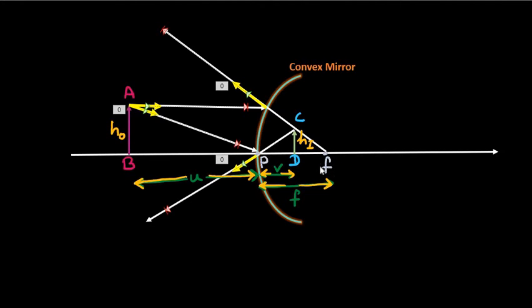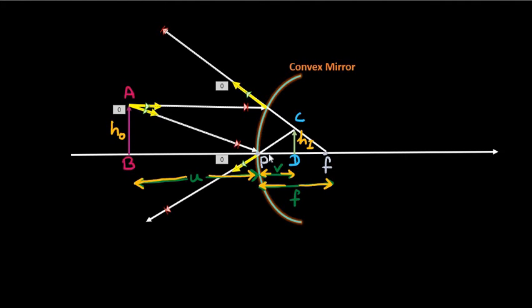The location f, small letter f, represents the principal focus. The point P represents the pole of the mirror. AB is the object of height h subscript O. CD is the image of height h subscript I.